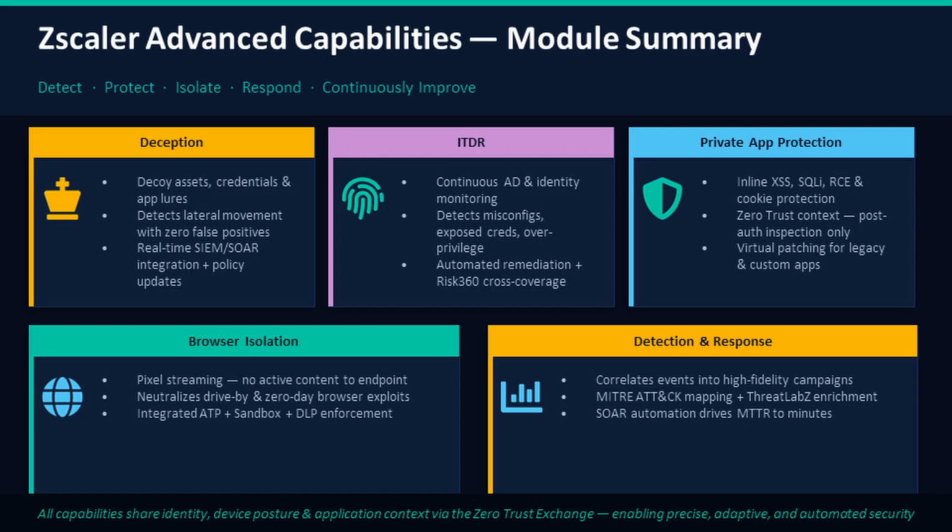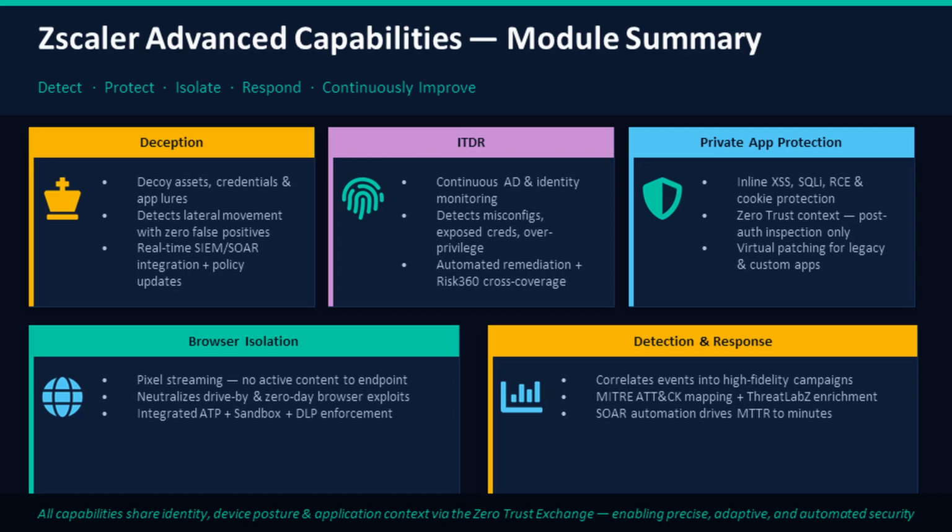ITDR protects the identity layer, the foundation of zero-trust access decisions. It continuously monitors Active Directory for misconfigurations, exposed credentials, and overprivilege. It automates remediation through integrations with identity providers and EDR tools. And it feeds identity risk into Risk 360 for a comprehensive, cross-correlated view of organizational risk.